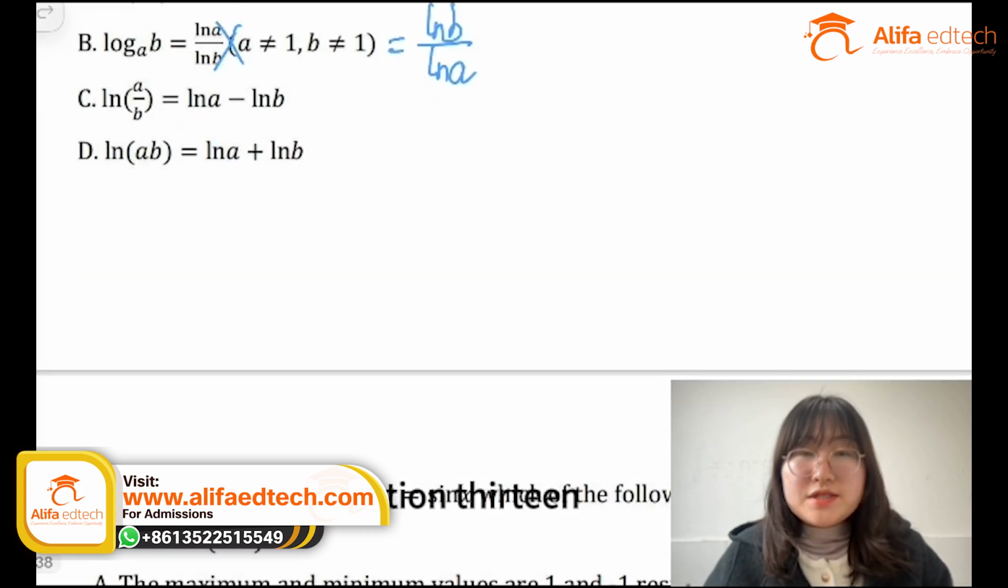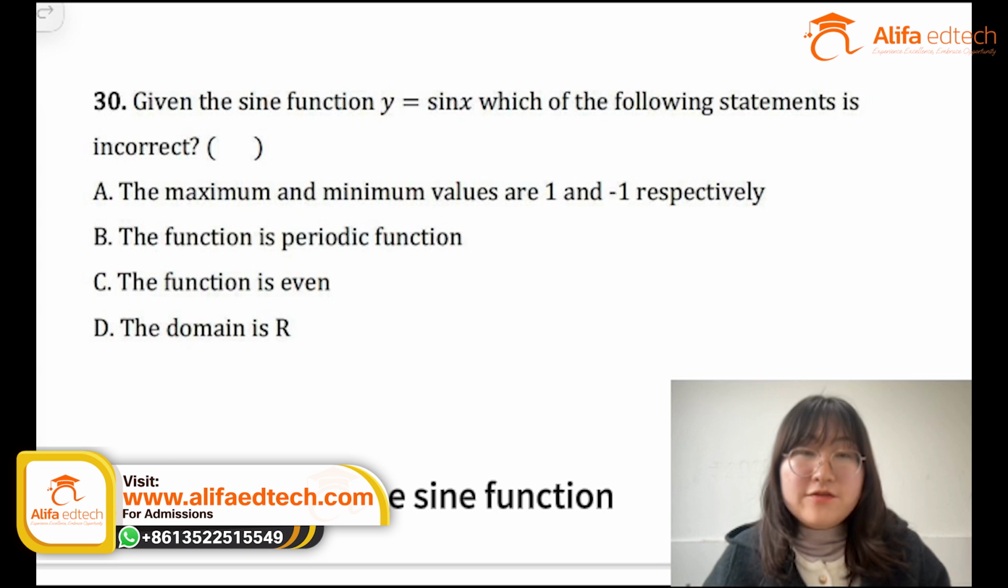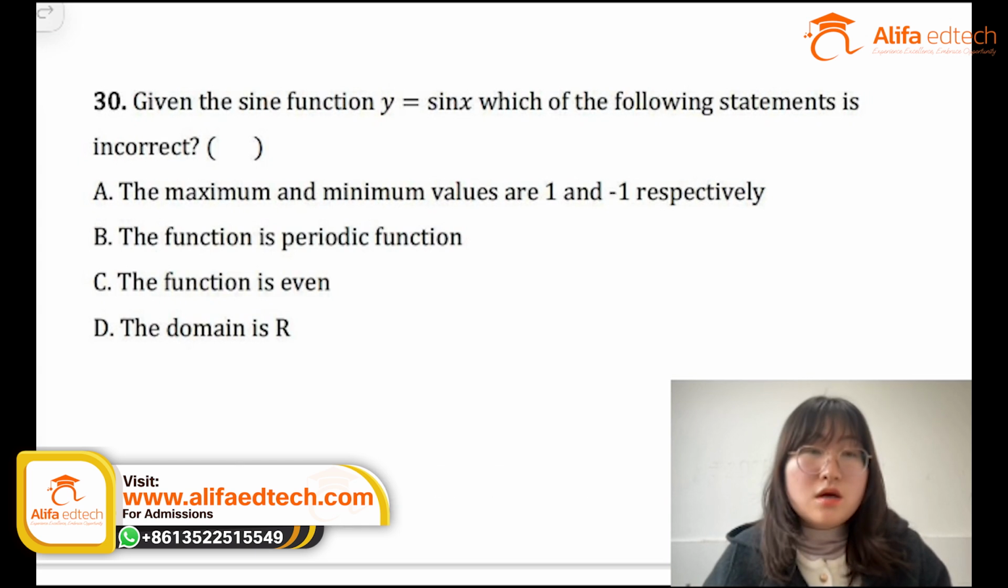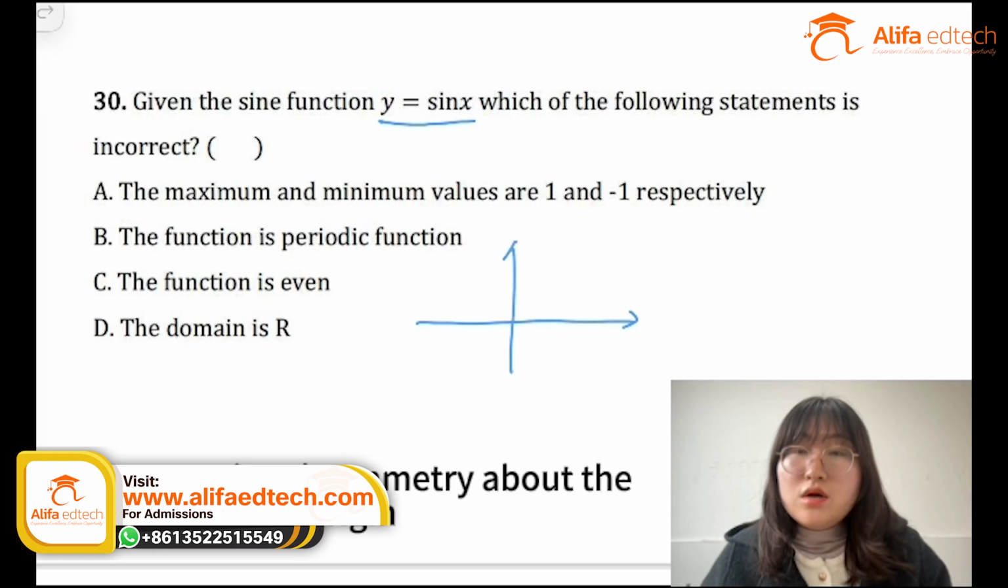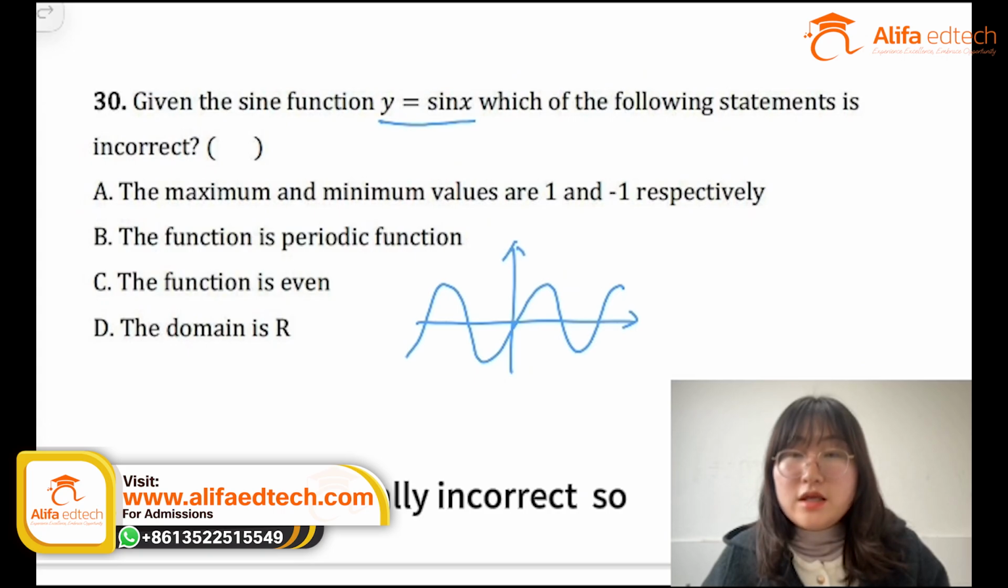Let's look at question 13. This question tests your basic knowledge of the properties of the sine function. The sine function is a classic odd function, which means sine of negative x equals negative sine of x. It has rotational symmetry about the origin. Therefore, calling it an even function is totally incorrect, so the correct answer is C.